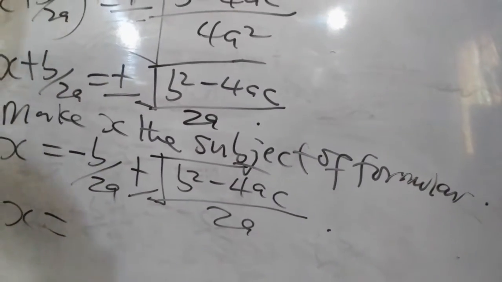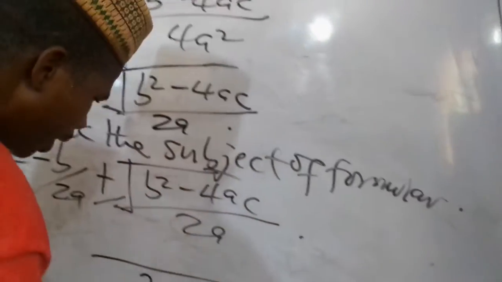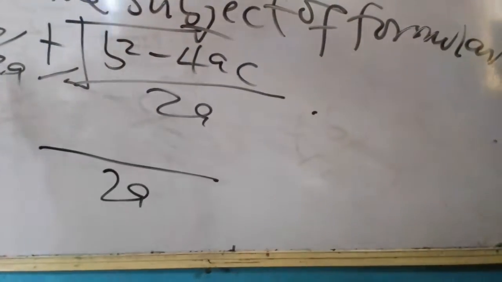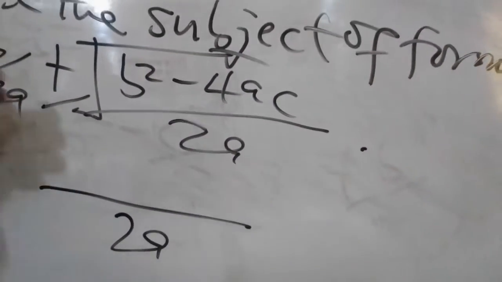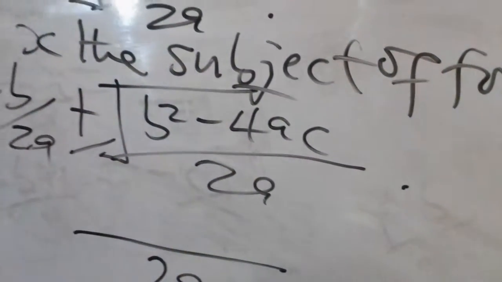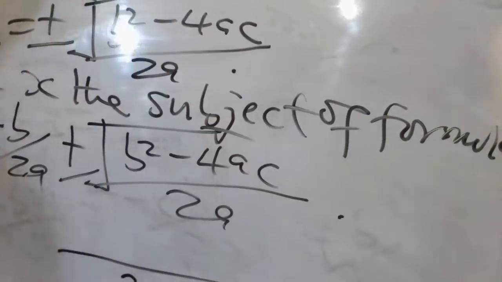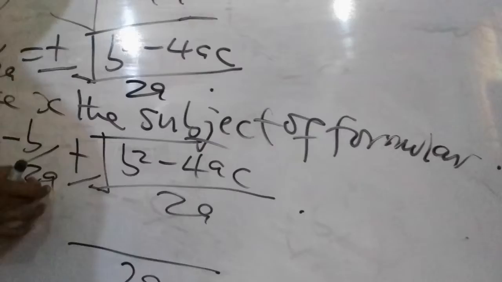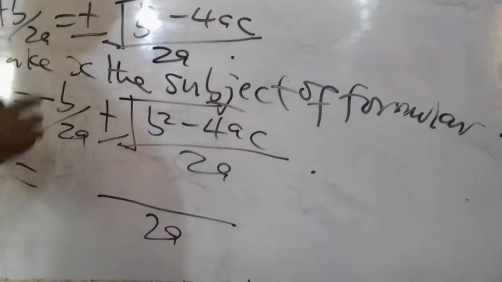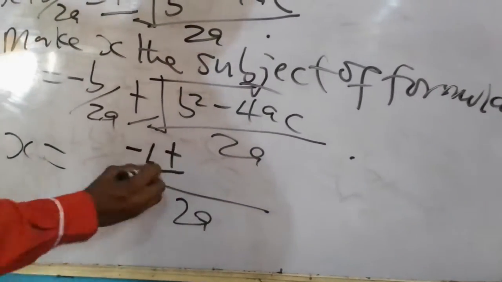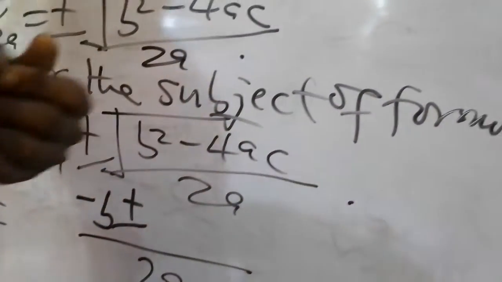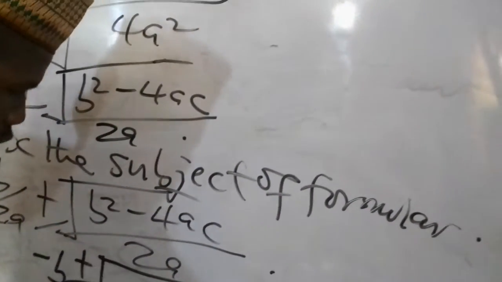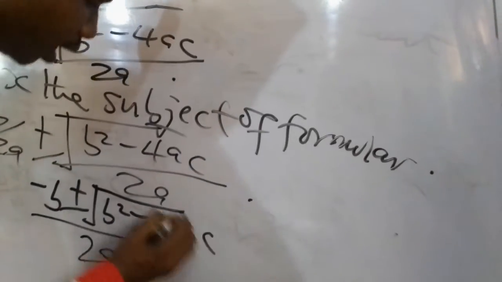x is equal to, we find the LCM of 2a and 2a. That is 2a. 2a in 2a is 1, times minus b. That's minus b, positive or negative. 2a in 2a is 1 times square root of b square minus 4ac. It will now be square root of b square minus 4ac.